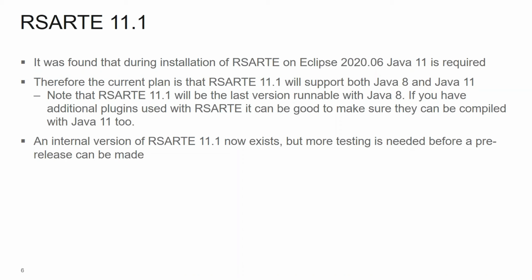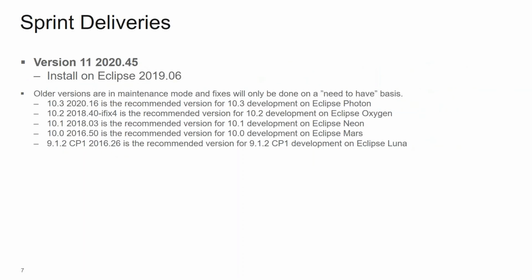And we have come as far as having an internal version of the tool, but we need to do some more testing before we can ship this as a pre-release. So we hope to do that in the next sprint. The deliveries in this sprint are a new version of RSARTE 11 2020-45 that should be used together with Eclipse 2019-06, and we didn't make any changes in old versions.